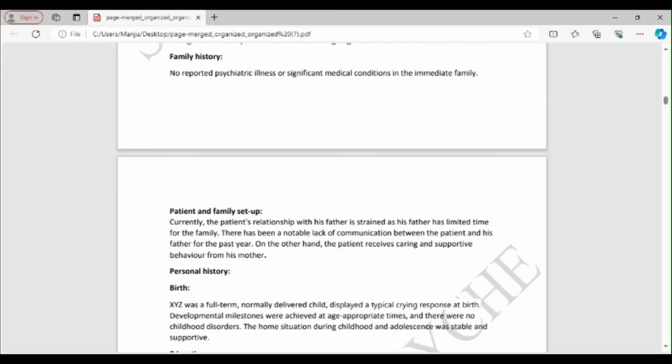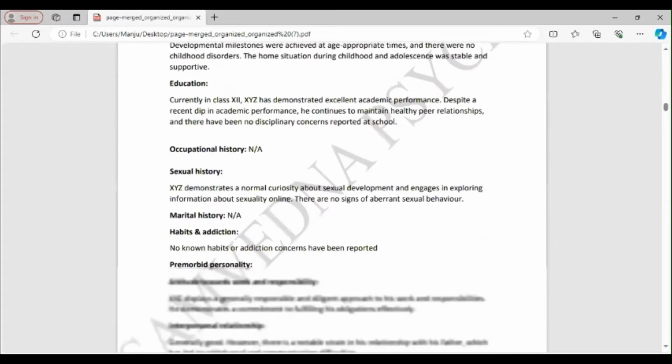Personal history includes birth history. Here we mention whether this particular individual was a full-term or premature delivery, whether it was normal or cesarean or any other complications were there, whether a typical crying response at the time of birth was there or not, whether developmental milestones were age appropriate or not, if there were any childhood disorders or diseases, and what the environment at home is.